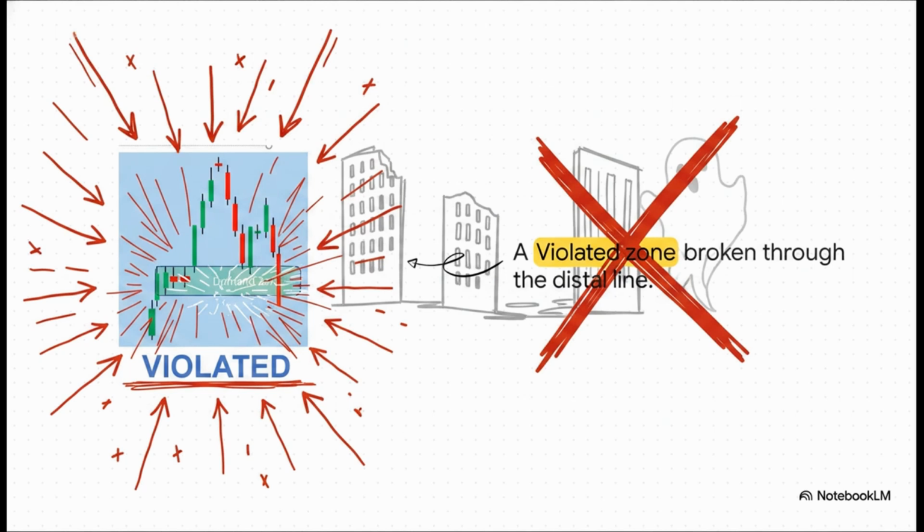Here, the price hasn't just tested the level. It's completely smashed right through the distal line. The imbalance has been totally resolved. All that institutional support, it's gone. Trying to catch a bounce here is basically just trading a ghost level.